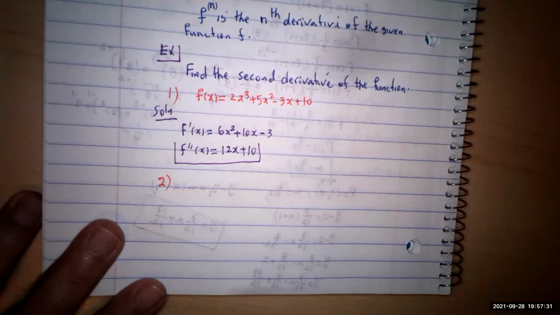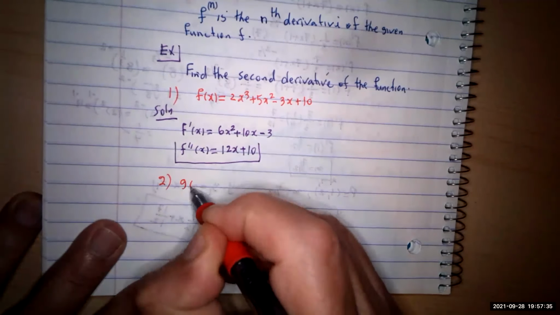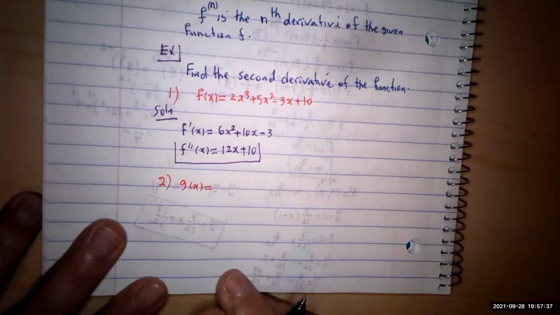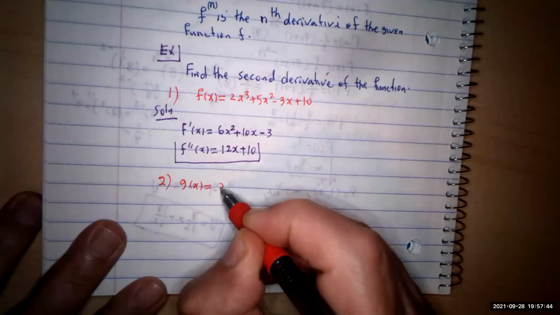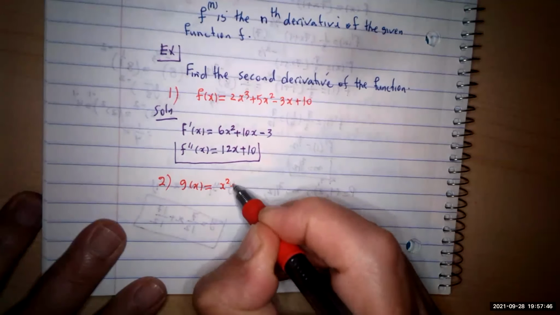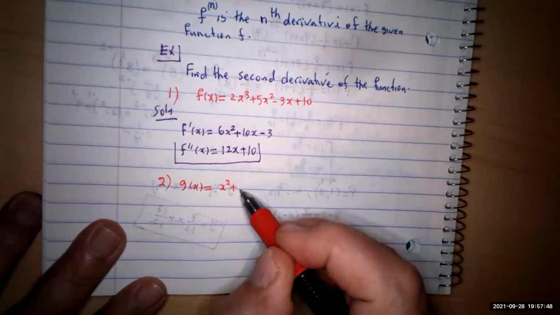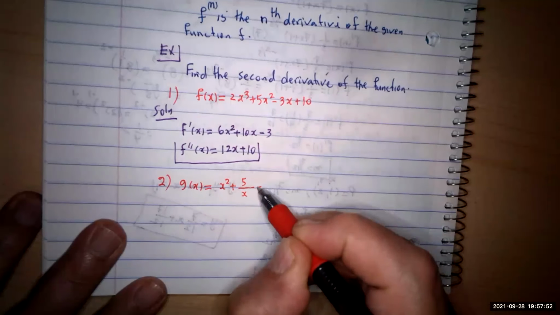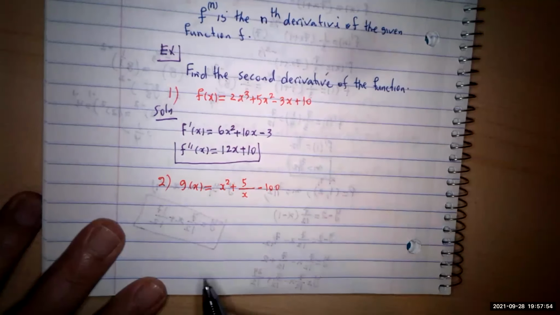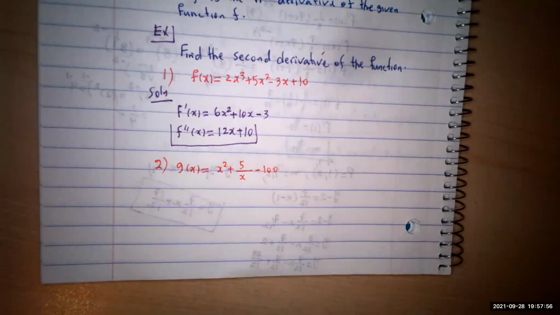This function is coming in a couple of examples or application problems, and the function is this one. It's not something difficult. I just want to give you something to think about. It's going to be g of x, and the function is going to be x squared plus 5 over x minus 100. That's going to be the one.